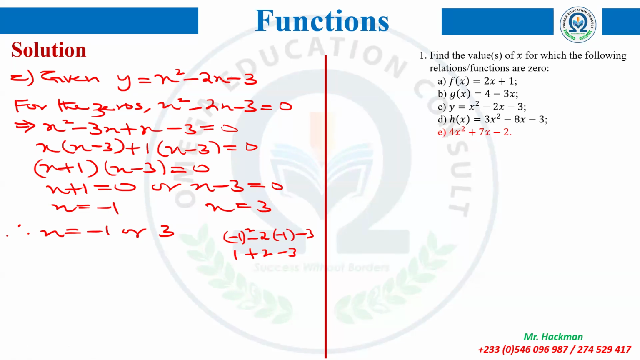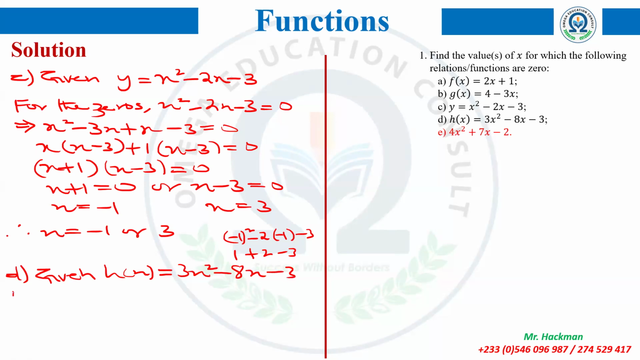Okay, so the last one. Then we move on to our next set of questions. So now we look at D. When you are moving from C to D, you leave a line, maximum 2 lines. I said 1 line will do. So given, this time round, it is h of x is equal to 3x squared minus 8x, then minus 3.